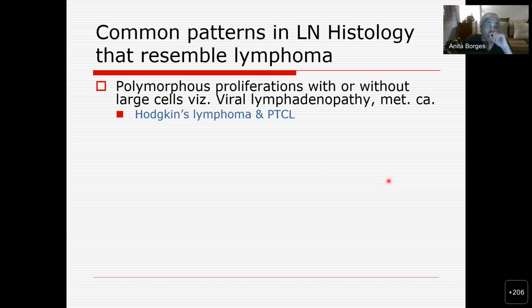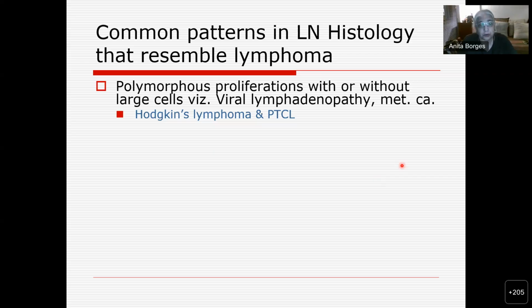And what are these common patterns? I'm sure you have all come across them. These are polymorphous proliferations with or without large cells. And the benign things are viral lymphadenopathies. Sometimes you might also have some metastatic carcinomas, which are just focally involving a lymph node, like one of these variants of undifferentiated carcinoma of the nasopharynx. I never remember which one it is, Regaud or Schmincke or whatever, but you may get that sort of pattern which simulates T-cell rich B-cell lymphoma or simulates Hodgkin lymphoma.